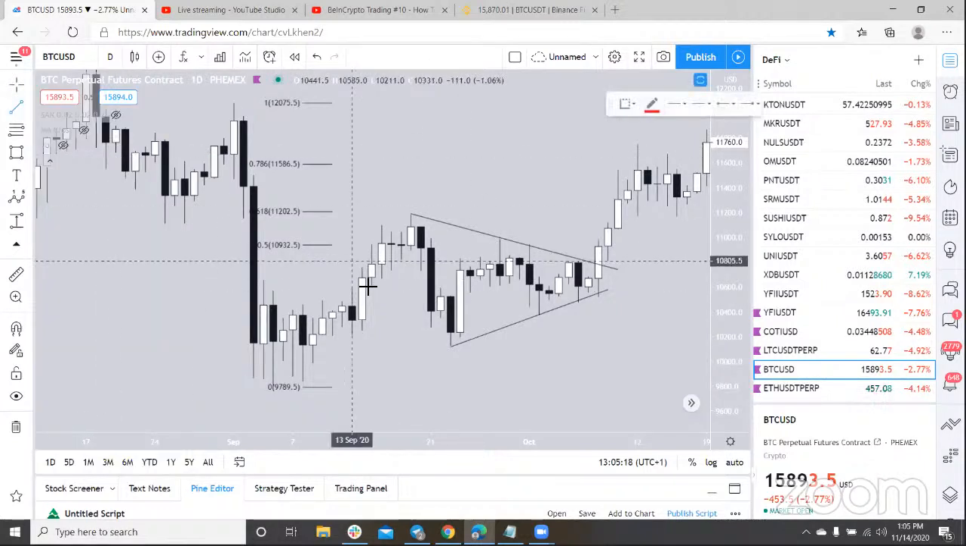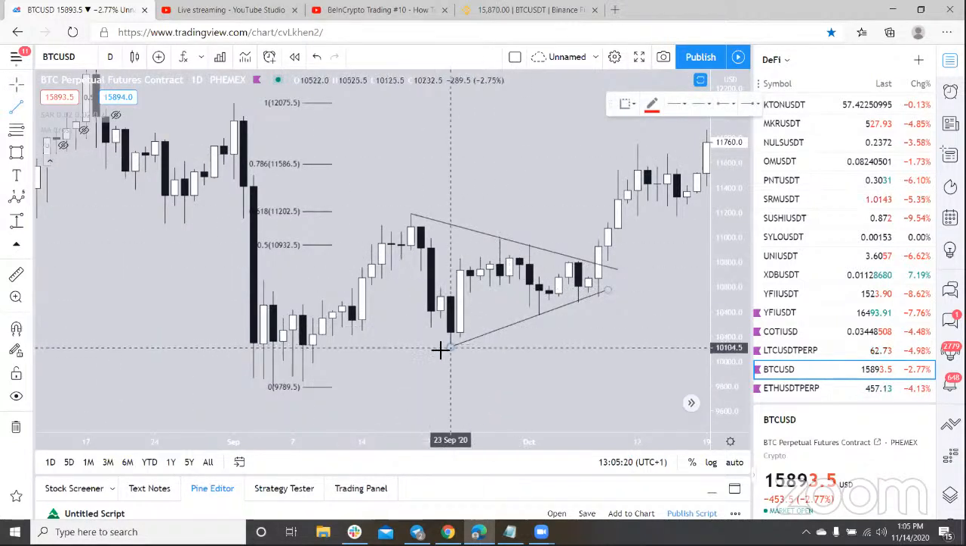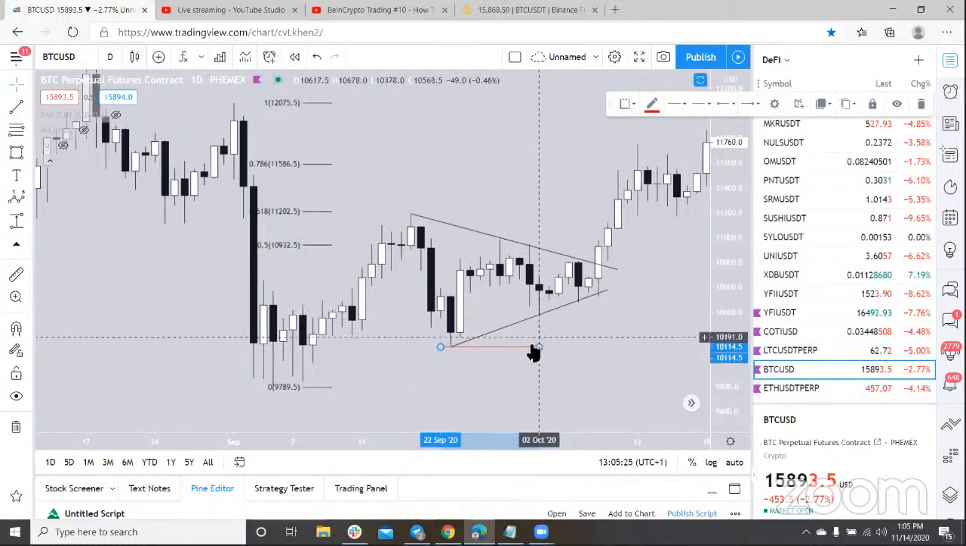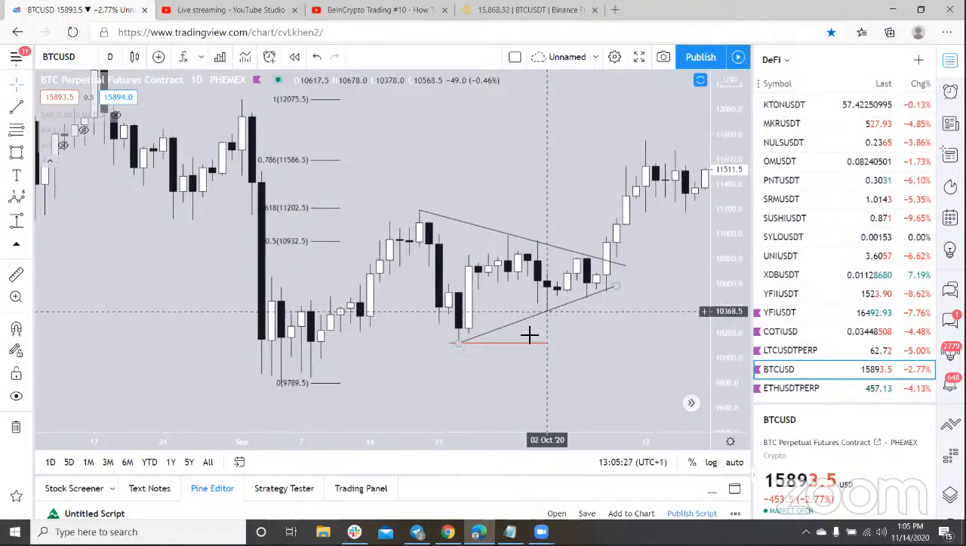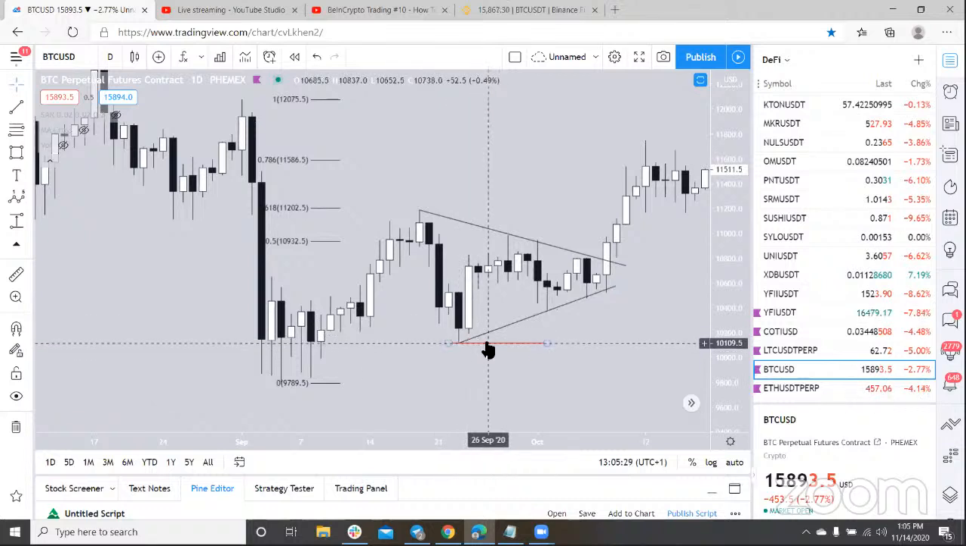Now, if you entered here, the stop loss would have to be placed here. This is the deviation. So if you find this, I wouldn't do this. I don't do trend lines. Find the deviation, place the stop loss below it.